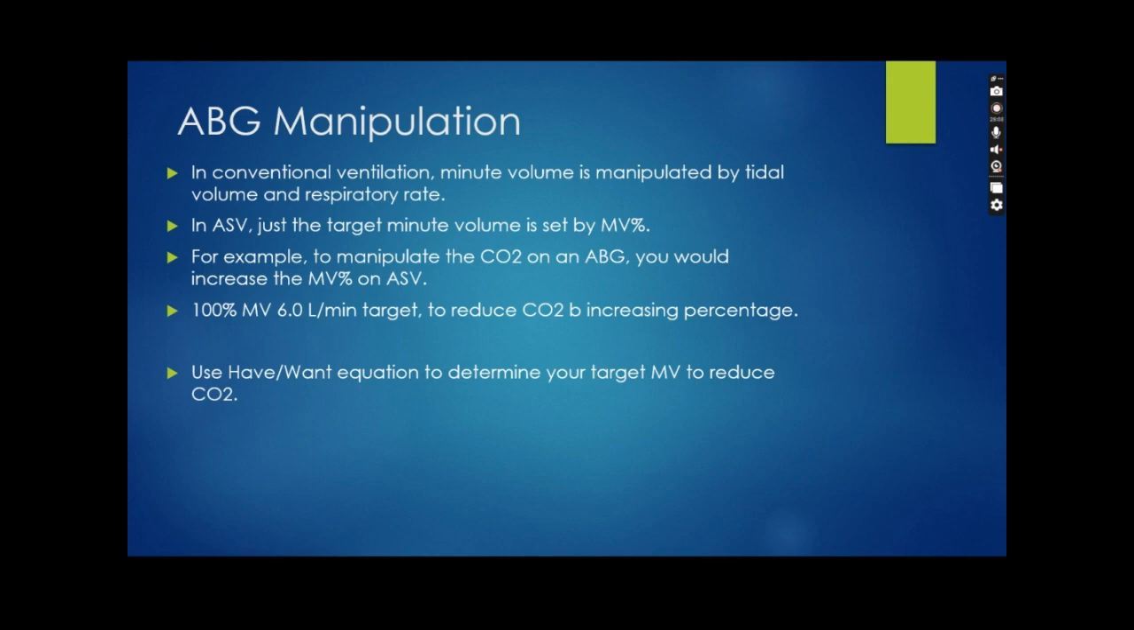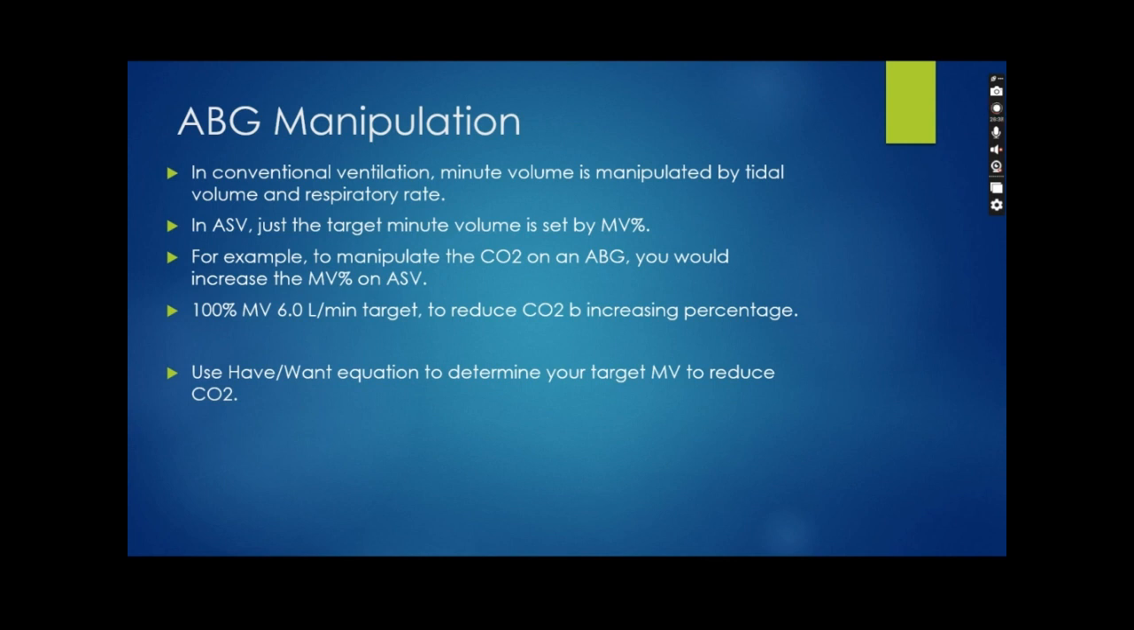So in conventional ventilation, minute volume, we can manipulate it using tidal volume, respiratory rate, increase, decrease our pressure support, or that driving pressure for that patient. In ASV, the target minute volume is set by minute volume percentage, so you only have one control. To manipulate the CO2 in an ABG, in order to increase your target minute volume, you would increase the percentage of minute volume for that patient. So at 100% minute volume, 6 liters per minute target, to reduce CO2 by increasing the percentage.